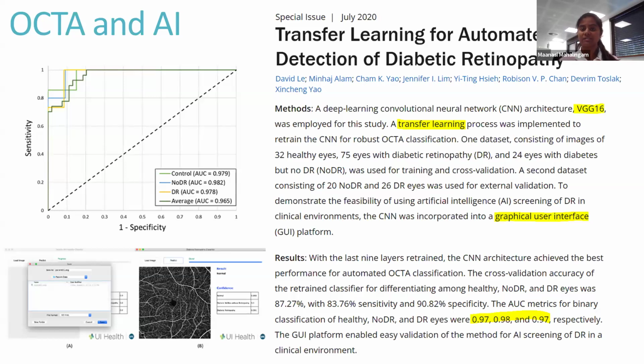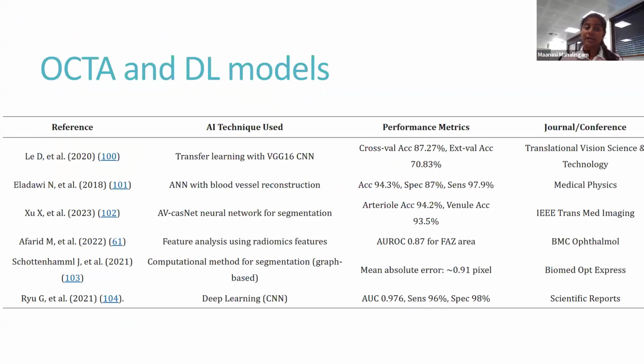One interesting fact is that this team created a graphical user interface, which is similar to an application. As you can see in the slide, if you just give the OCTA as an input, it shows whether it's normal or abnormal. And then from there, we can proceed to referring them to the ophthalmologist. So again, there are so many models available with OCTA and deep learning models available all over the world.